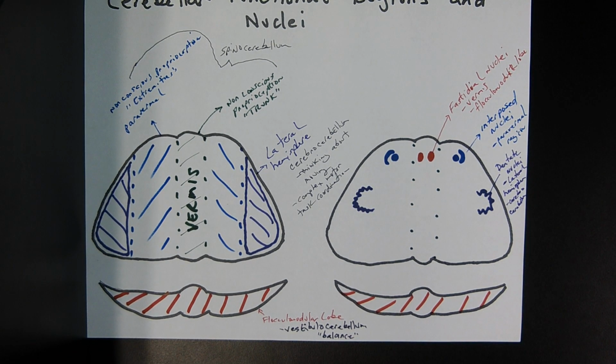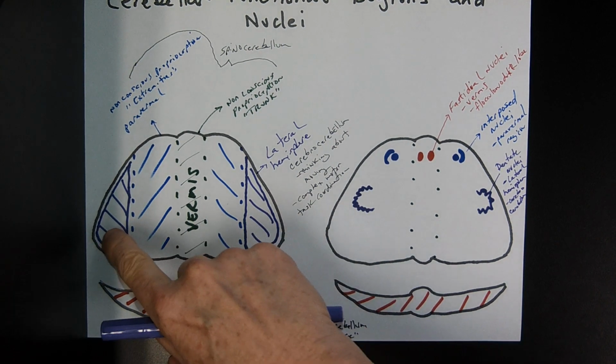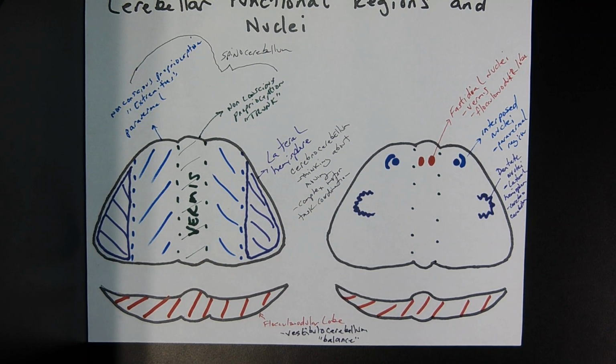Okay, so in general, three main functional regions to worry about as far as the cerebellum is concerned. Floccular nodular lobes are associated with balance, also known as the vestibulocerebellum. The vermis and the paravermis together comprise the spinocerebellum, and that's involved in non-conscious proprioception of the trunk for the vermis and extremities for the paravermal area. And then your lateral hemisphere is the very outside part, so it's your cerebrocerebellum, thinking about thinking.